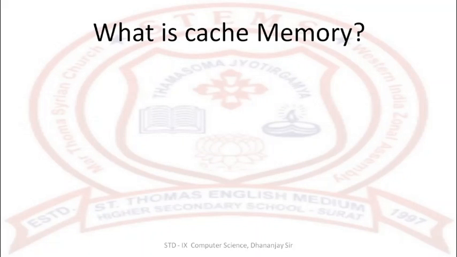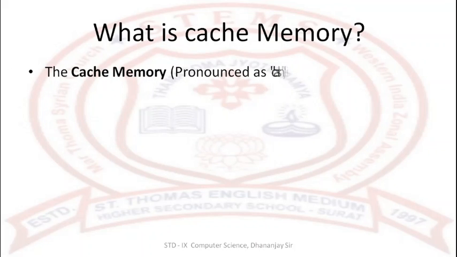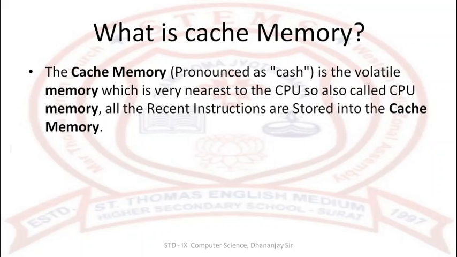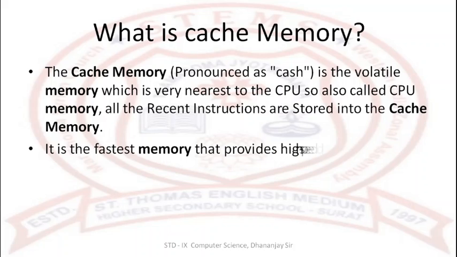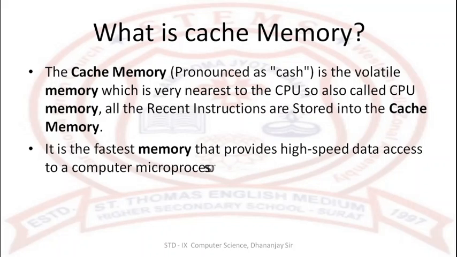What is cache memory? Basically cache memory is used to speed up the computer process. Cache memory is volatile memory which is nearest to the CPU, so it is also called CPU memory. All the recent instructions are stored in the cache memory.